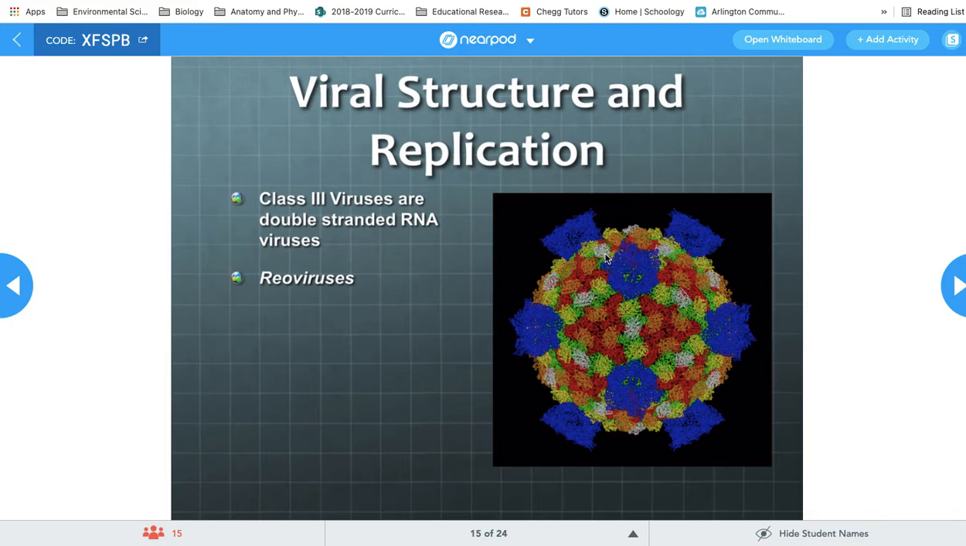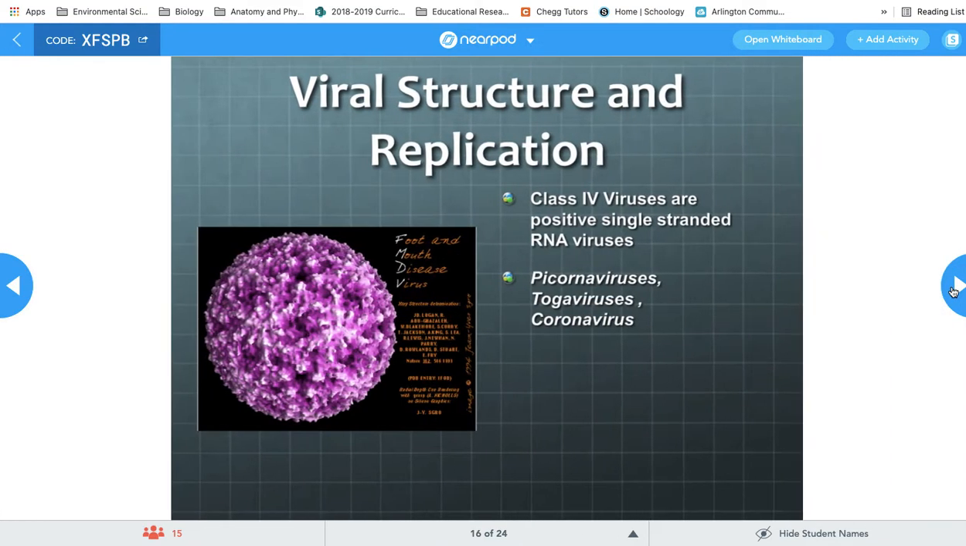So class 1, double-stranded DNA. Class 2, single-strand positive DNA. Class 3, double-stranded RNA. Now, class 4 are positive single-stranded RNA viruses, and one of the big ones that we all know is the coronavirus, or COVID-19, is a class 4 virus. So is the common cold. In class 4 viruses, again, it's positive single-strand RNA virus.